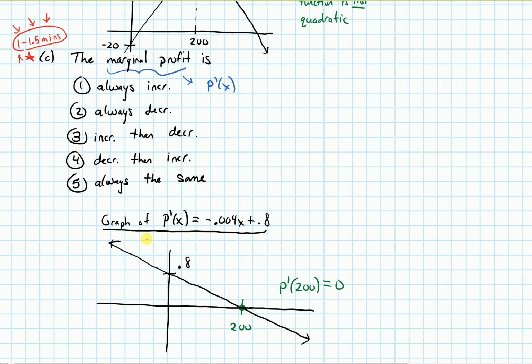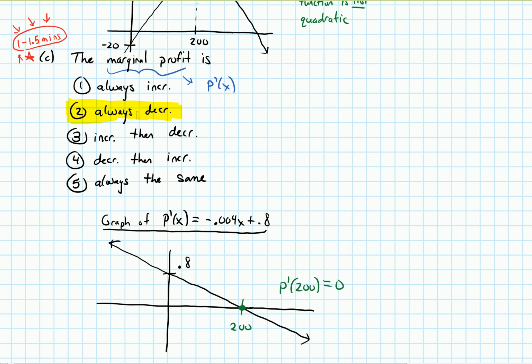Okay, but looking at our derivative function, because that's what the marginal profit is, it's our derivative function. By looking at this, we see that this derivative, or marginal profit, is always decreasing. This is always going down. So the answer is 2.